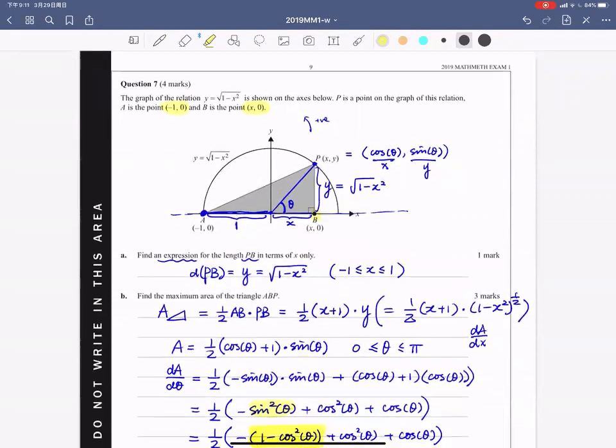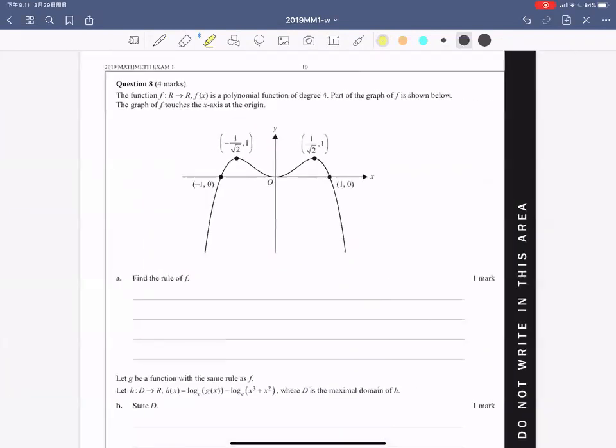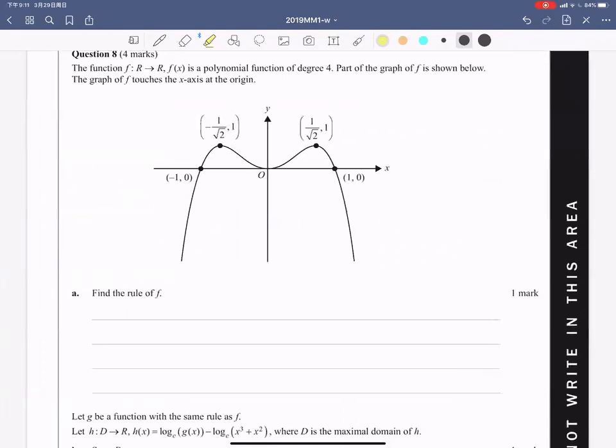Finally, let's have a look at the other questions. Okay, question 8. The function f is defined on all real numbers. F of x is a polynomial function of degree 4. Part of the graph is shown below. It touches the x-axis at the origin. All right, so this is a repeated root. Definitely you have x squared. That's x plus 1, that's x minus 1. But does that mean it can be written as x squared, x plus 1, x minus 1?